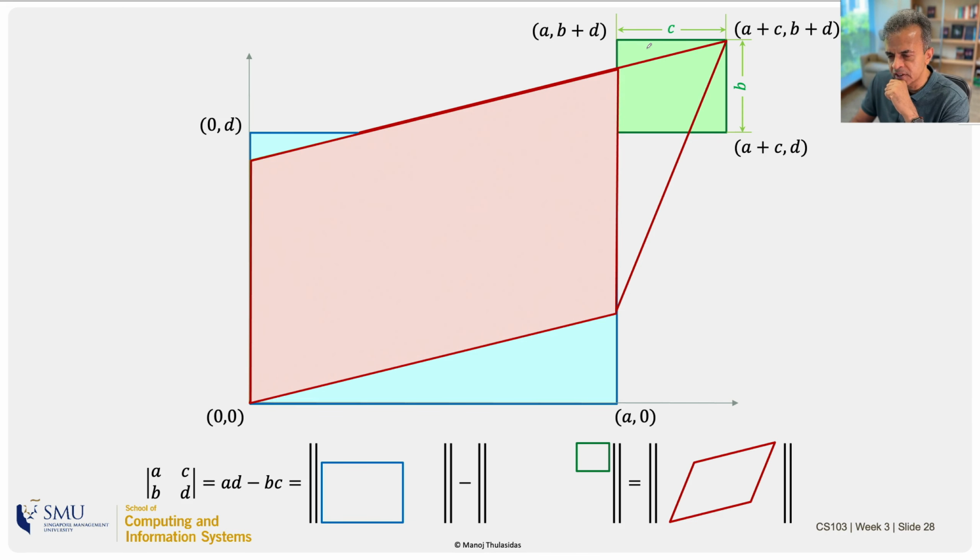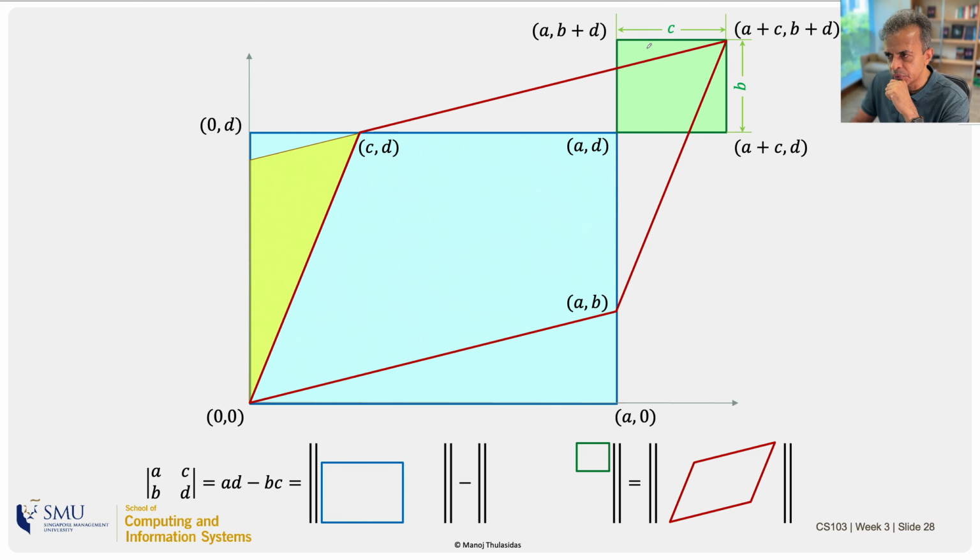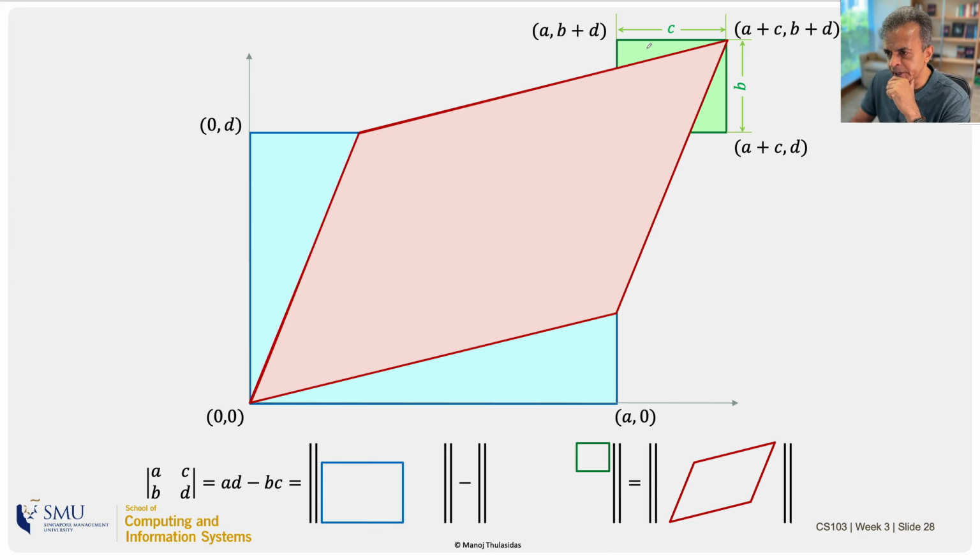There's one more little region that we have to move to the right hand side, that is the yellow region. When that moves, we have actually ended up with the red parallelogram, and now because all the little pieces match, the area of that guy is the same as the area of the blue rectangle minus the green rectangle.